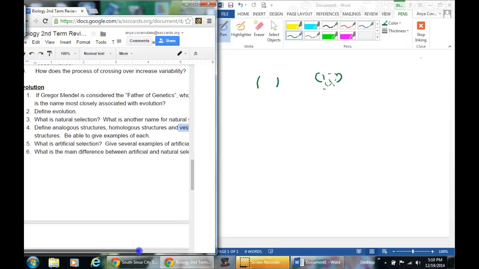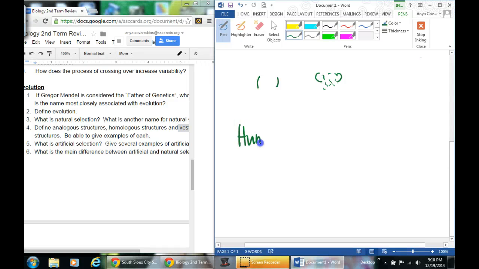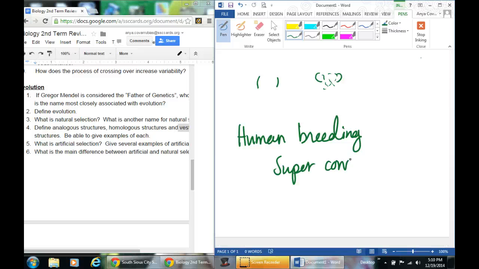Okay, what is artificial selection? Artificial selection is humans breeding animals to get traits that they want. So I know some of the teachers showed the super cow, and the super cow is this really beefed up cow, and over generations they've only bred the most muscular bulls with the most muscular heifers, and over time we've gotten a super cow.